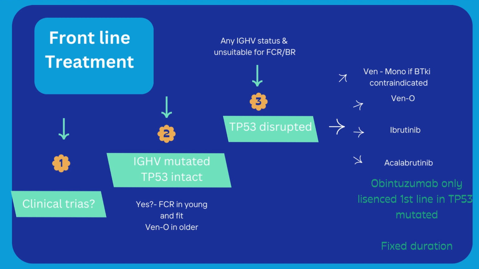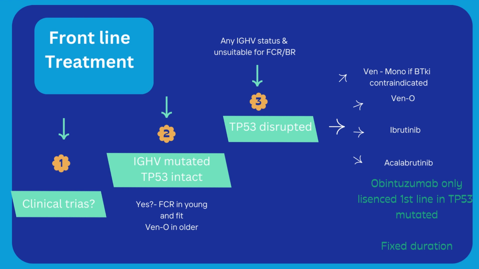There's no NICE approval for using a Bruton tyrosine kinase inhibitor, even though the E1912 study showed an overall survival advantage of ibrutinib compared to FCR in this patient group. FCR, which is fludarabine, cyclophosphamide, and rituximab, can be used very well in patients with IGHV mutations and has a 50% cure rate. Studies have also shown that patients with IGHV mutations do better with venetoclax and obinutuzumab compared to patients who do not have this mutation.